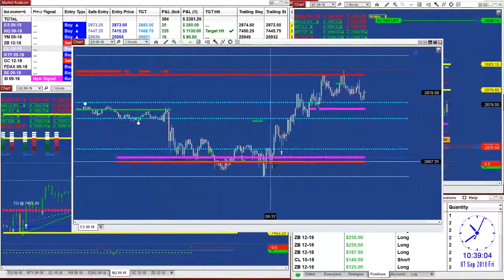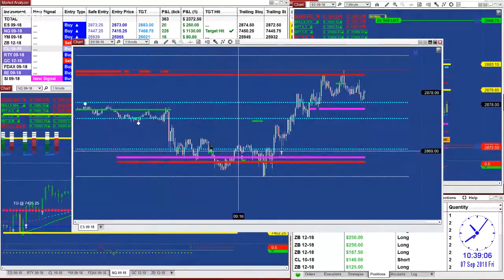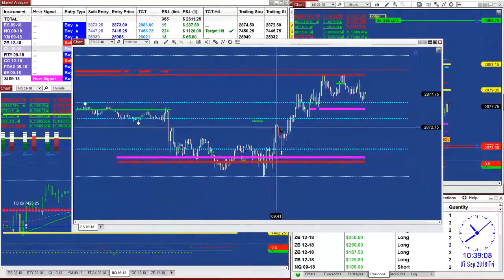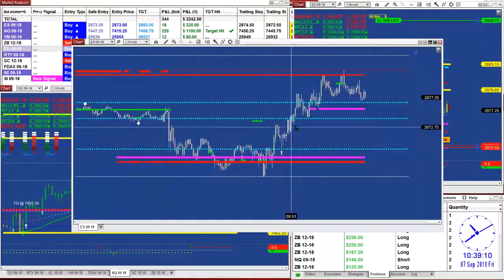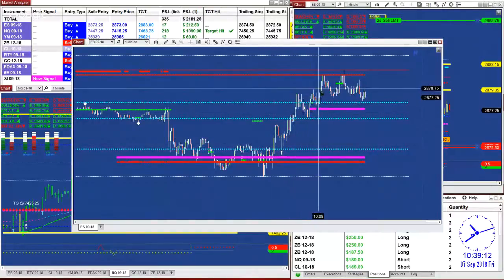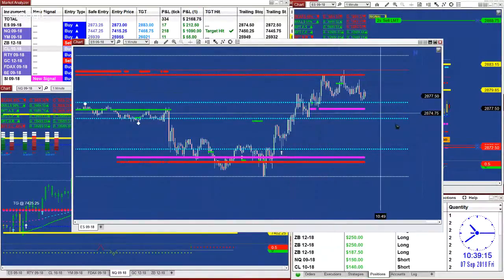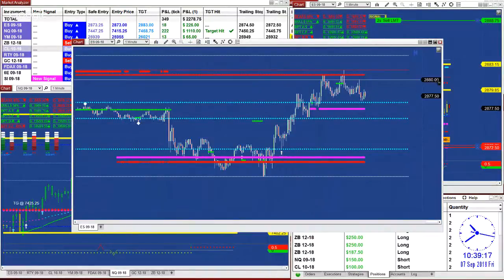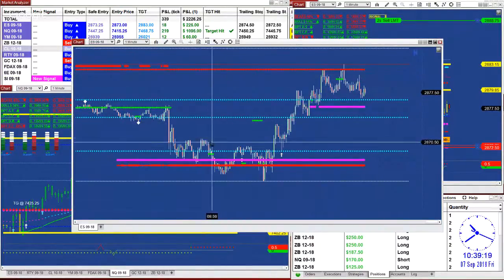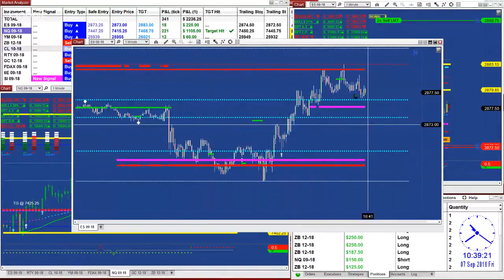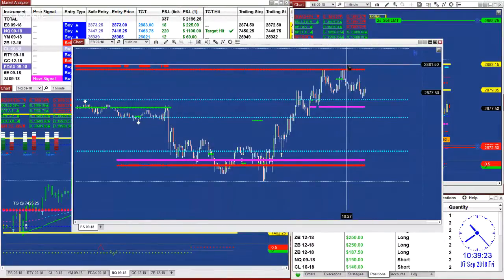Look where is the support line on this ES. And then pull back re-entry, pull back re-entry, pull back re-entry. It cannot get better than that. It cannot. And look at this resistance.